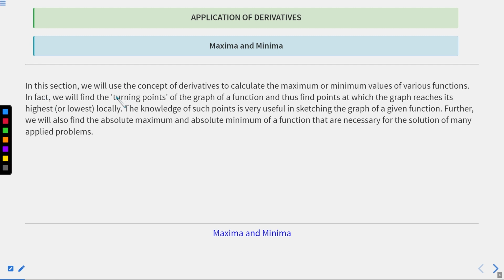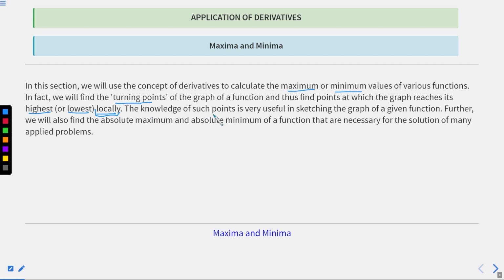In this section, we will see the use of the concept of derivatives to calculate the maximum and the minimum value of various functions. In fact, we will get help to find the turning points of the graph of a function, and thus find points at which the graph reaches its maximum, or the highest, or you can say the lowest value locally. You will also know why we are saying locally.